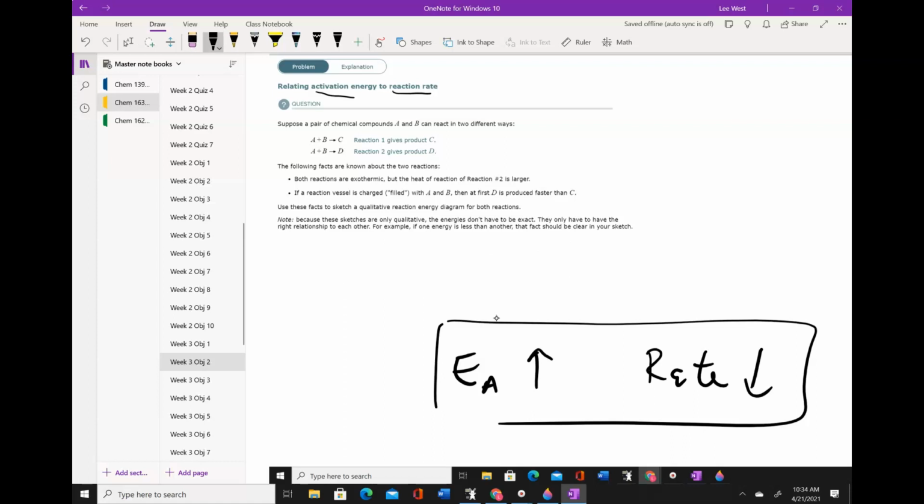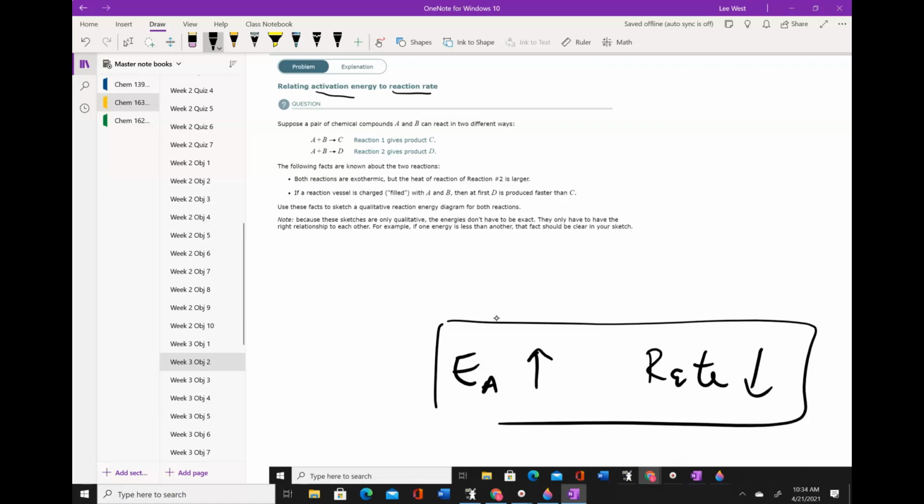Suppose a pair of chemical compounds A and B can react in two different ways. A plus B gives C, that would be under one kind of set of conditions. And then A plus B gives D, and that would be under a different set of conditions. And this happens all the time, right? That things, depending on the conditions, when they react, produce different products.